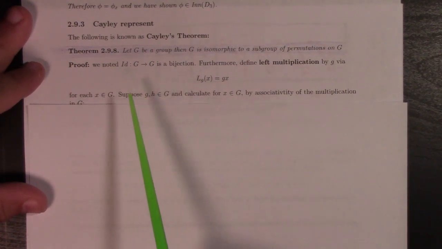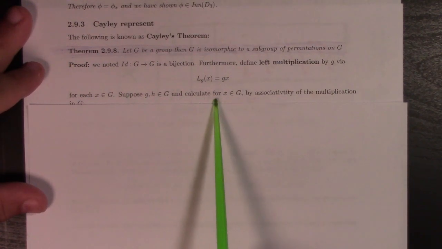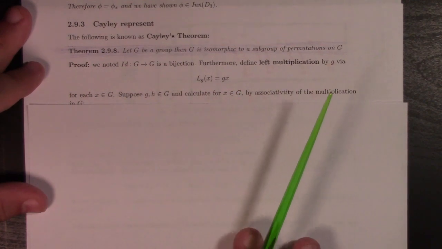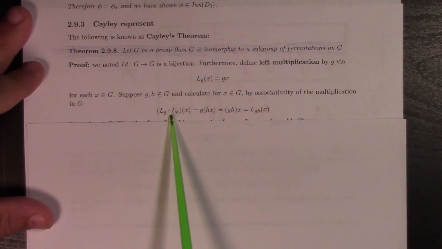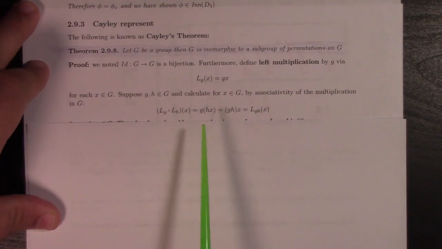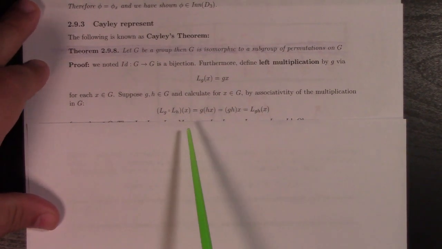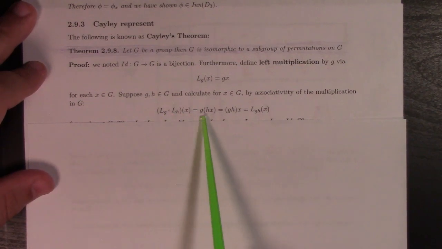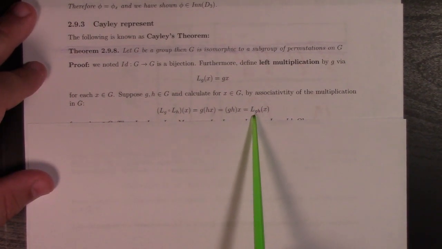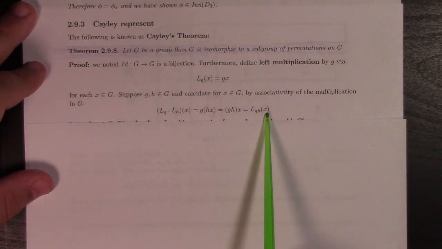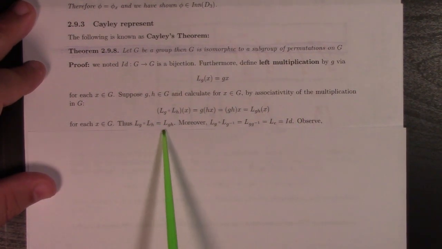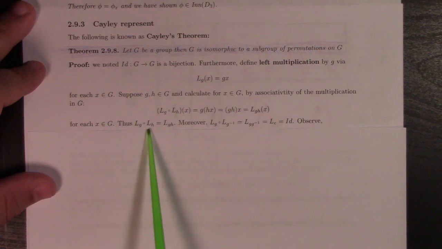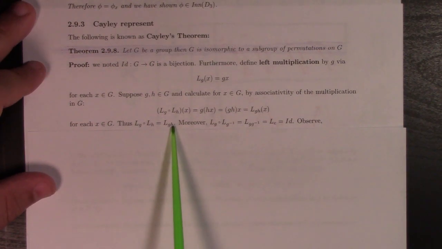And so if we have g and h in G and x is another point in G, by associativity of multiplication, we can look at the composite L sub g composed with L sub h of x. That would be g(hx), which will be (gh)x, which will be L sub gh of x, right? But that holds for all x, which shows you that this formula holds for left multiplication maps: L sub g composed with L sub h is L sub gh.